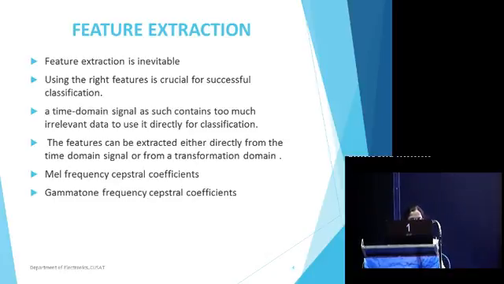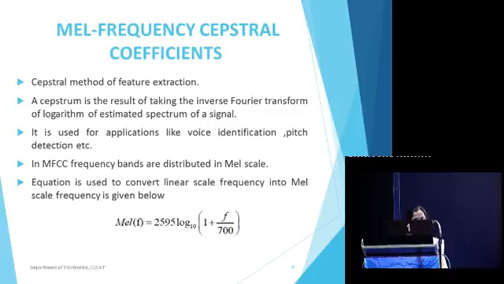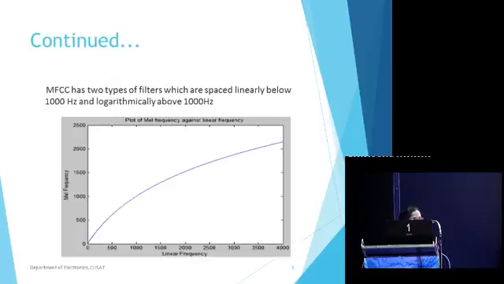The features can be extracted directly from the time domain signal or a transformation domain. There are different types of features available, like frequency features, spectral features, etc. Here I am using the Mel frequency cepstrum scheme. This method of extraction is based on taking the inverse Fourier transform of the log spectrum of a signal. In MFCC, frequency bands are distributed on the Mel scale. The equation used to convert linear frequency into Mel frequency is given below: Mel = 2595 log10(1 + f/700). This figure shows the relation between linear frequency and Mel, linear till 1000 Hz and logarithmic above that.